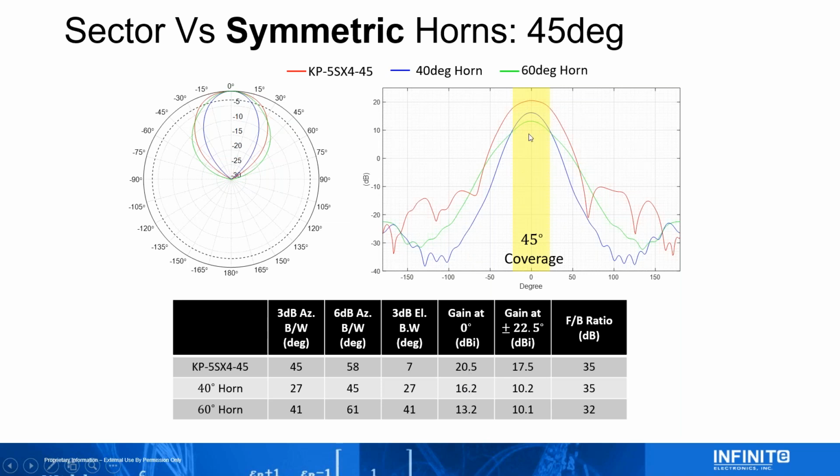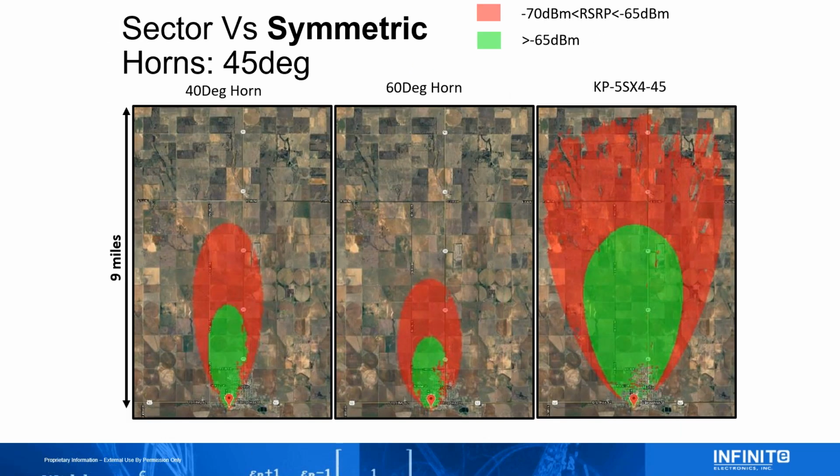And if you look at where you're using this over a 45-degree arc for coverage, the gain is still much better also at the 3 dB roll-offs. It's a 7 dB gain improvement over the horn. So what is that going to do when you're on the ground in the field? It translates to covering more distance.